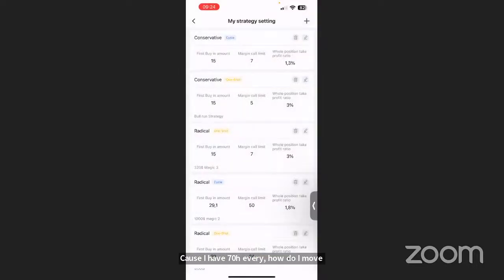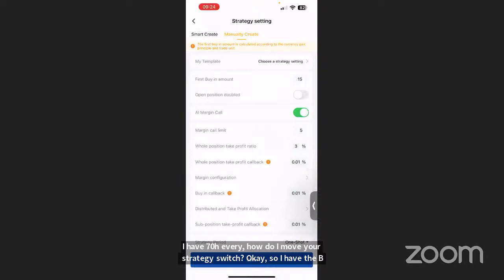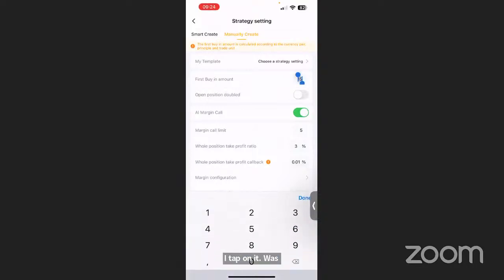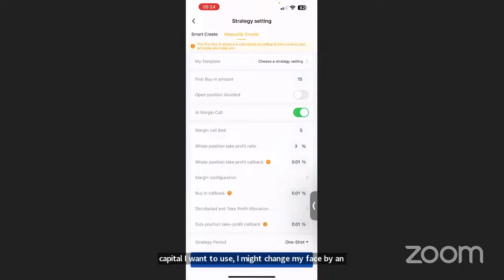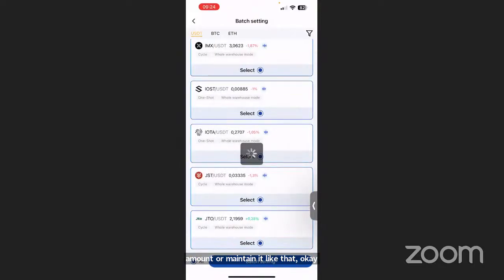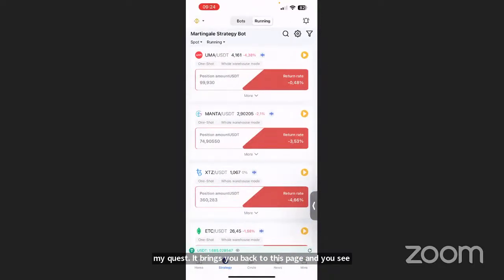I tap on it. Once I tap on it, depending on the capital I want to use, I might change my first buying amount or maintain it like that. Once I change it, I tap on save below. It saves in all my coins. It brings you back to this page and you see save successfully. Once I go back and click on any of the coins, the settings are already in. So I do not need to tap on the coin, tap on trade settings before choosing my template. I just tap on it, then I start. Because my settings are already there, it saves time. So all these settings are there for us to use.